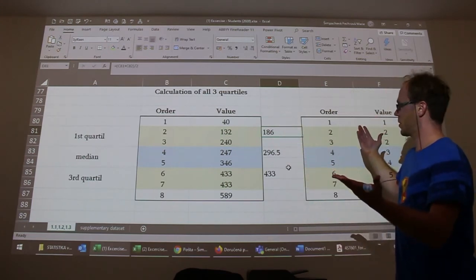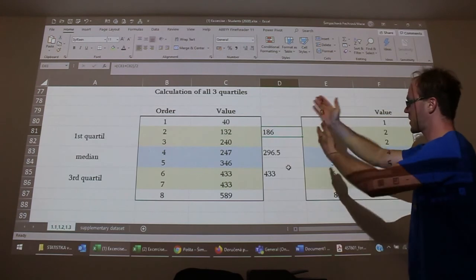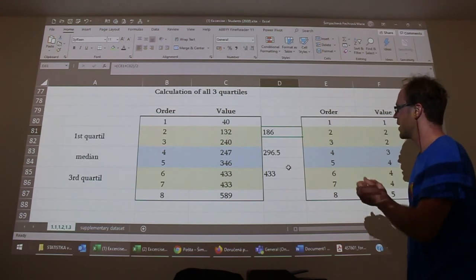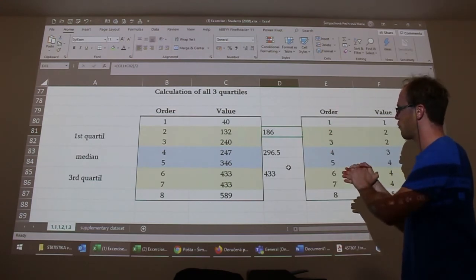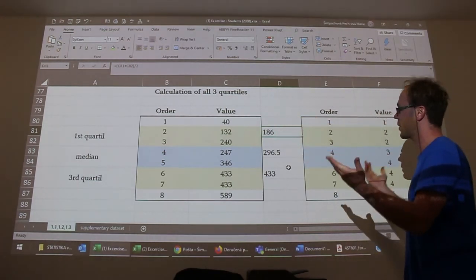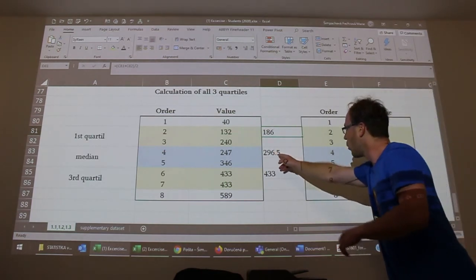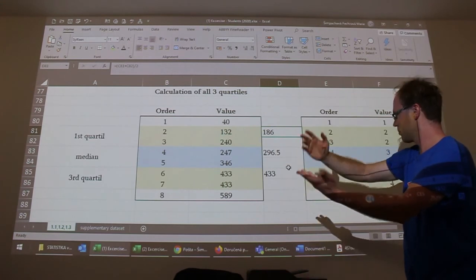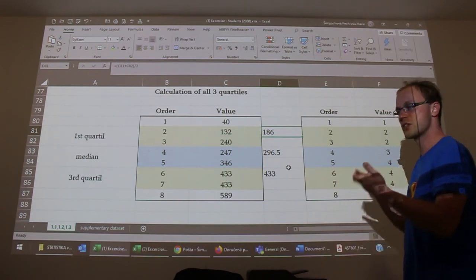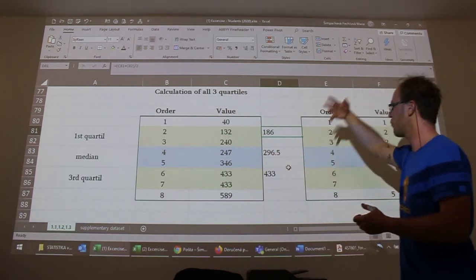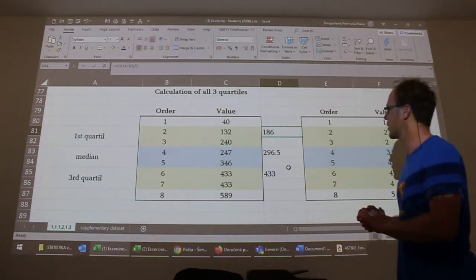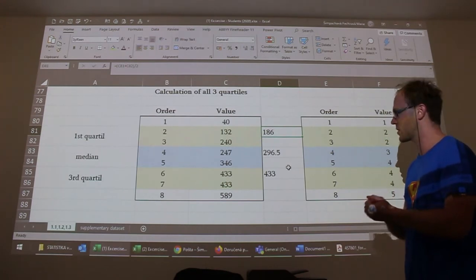25% of prisoners smoked less than 186 cigarettes per month, and another 75% of prisoners smoked more than 186 cigarettes per month. One half of prisoners smoked less than 296.5 cigarettes per month, and one half of prisoners smoked more than 296.5 cigarettes per month.